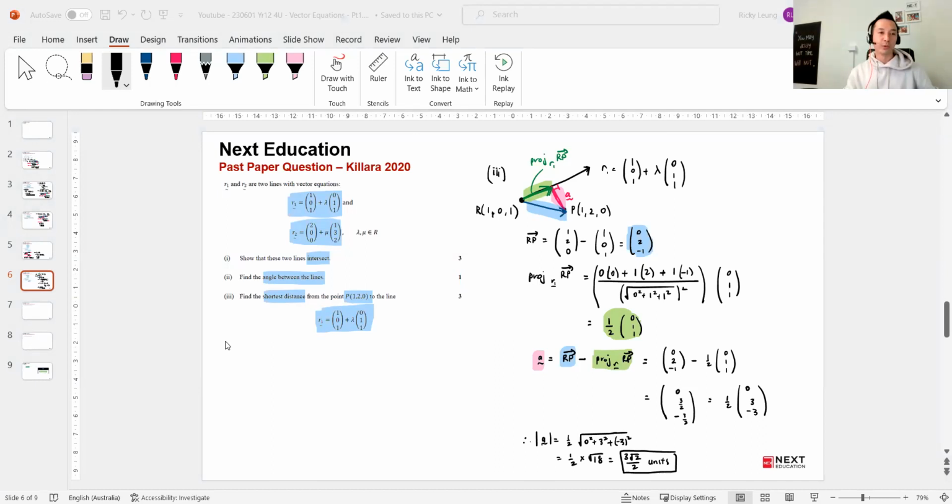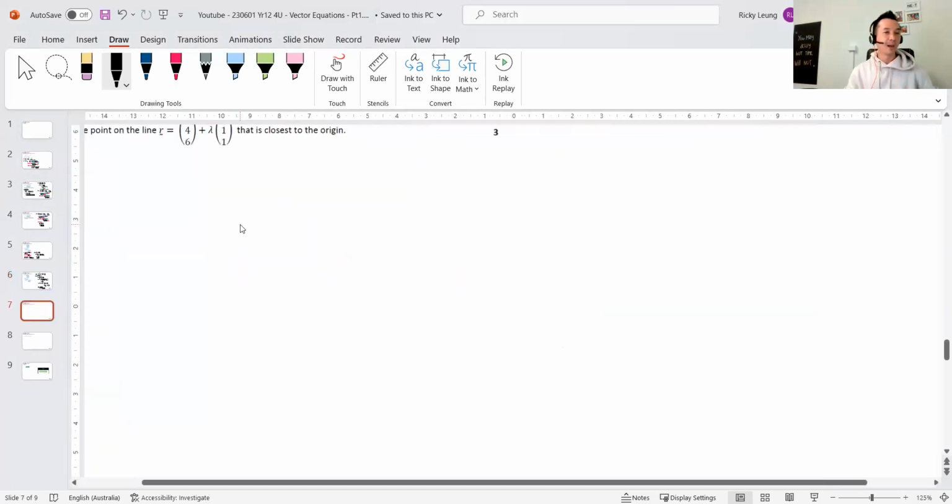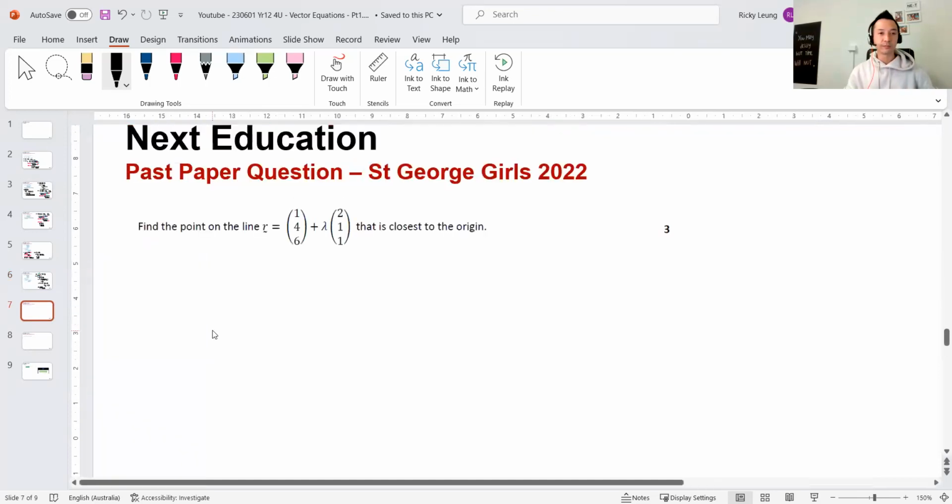Next question, I've got 2 more, right? It's a bit different. So the next one's from St. George Girls. 3 marker, right? I don't think it's that hard, but it's just different. Find the point on the line that is closest to the origin.